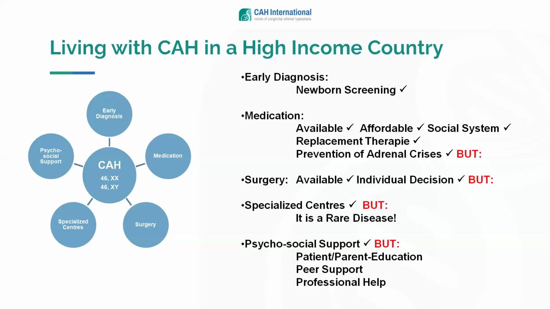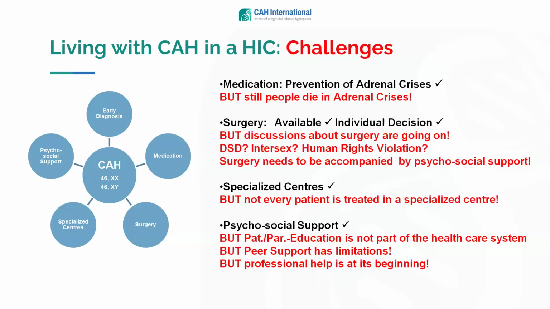So, living with CAH in a high-income country, we have so many of those factors in our countries. We have newborn screening, we have medication which is available and affordable. We have a very well-developed social system, replacement therapy. But I also put some buts next to some of the points. Yes, we do have so many of these important factors for a good outcome, for a good life with CAH, but we face our challenges.